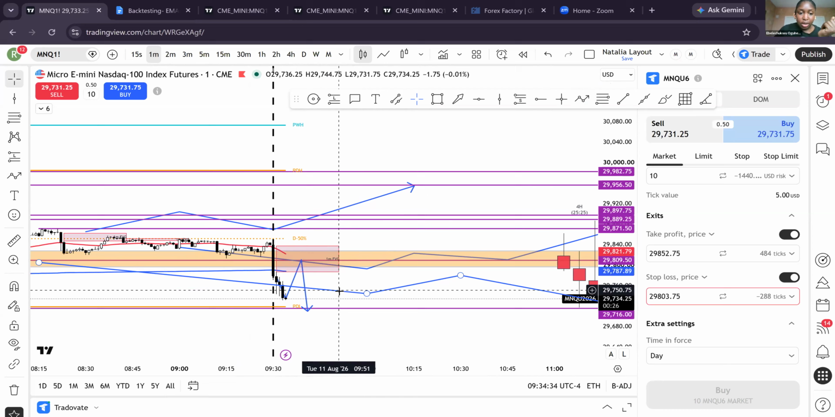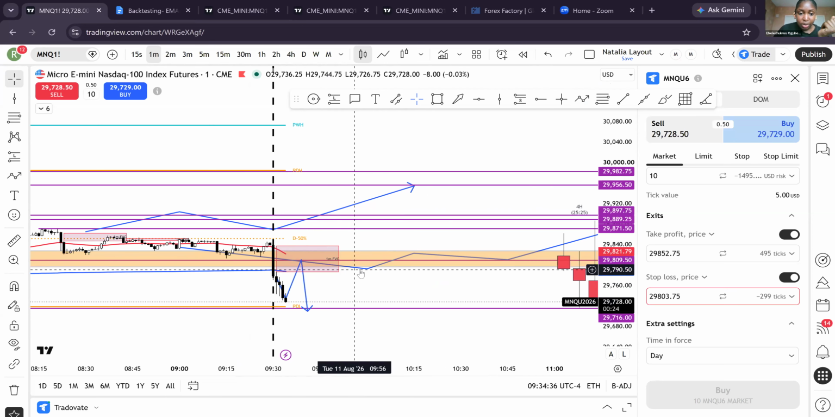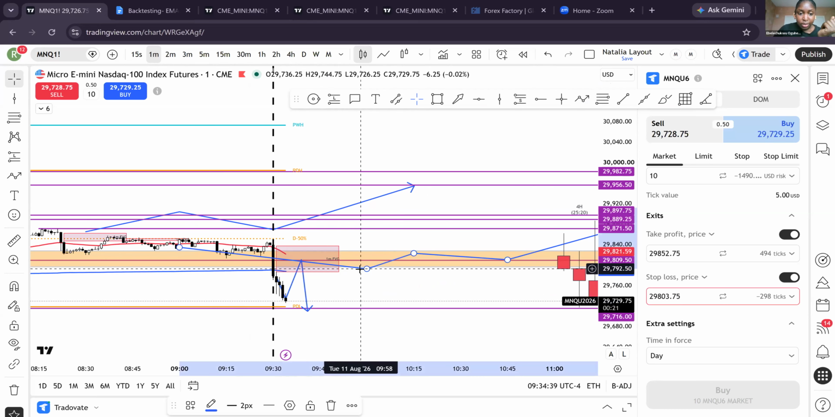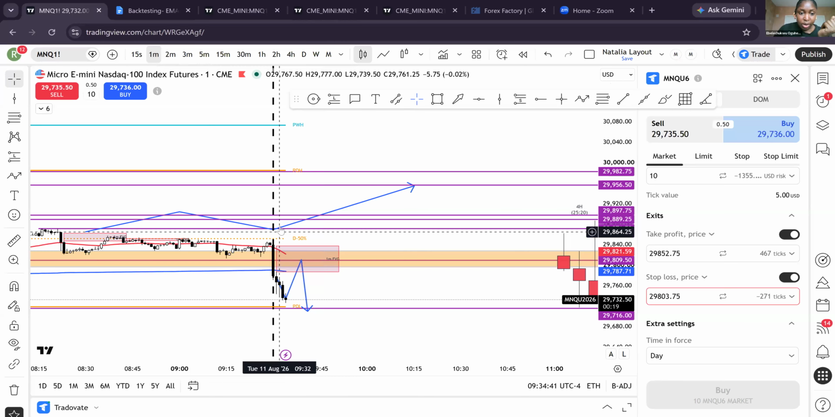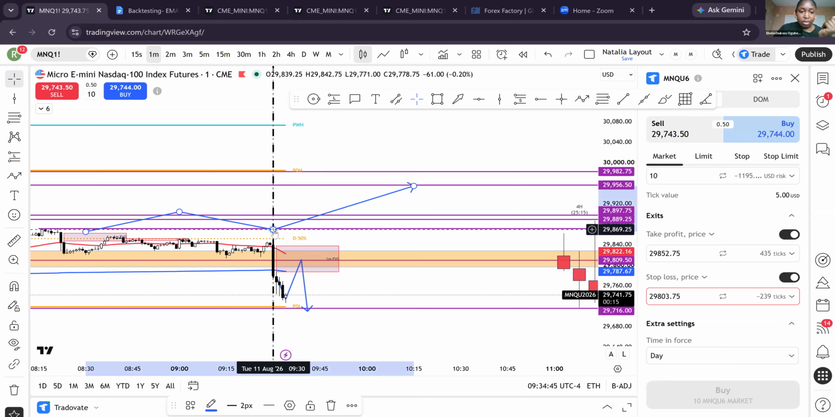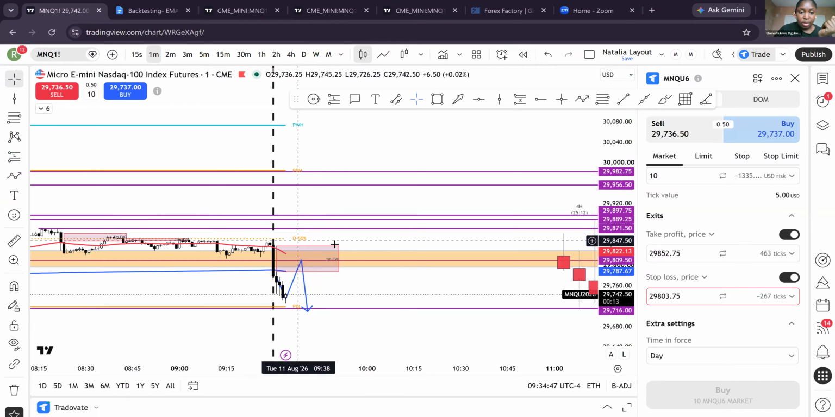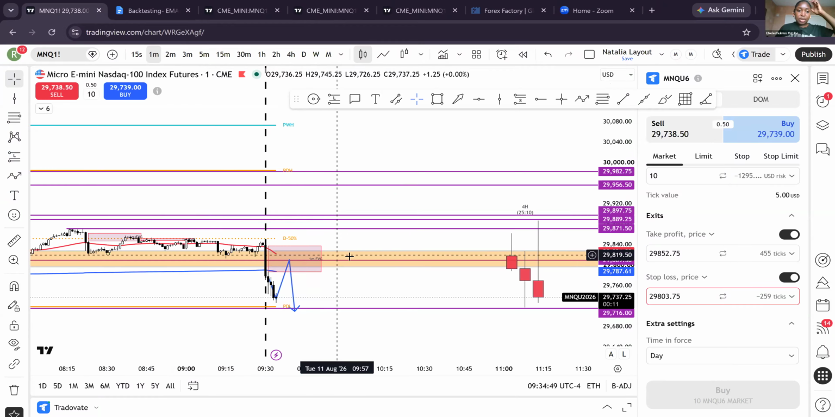So I'm just going to take all these out and we're just going to watch and see what price wants to do. Well, we are also very near that previous day low. So yeah, I'm thinking sells, but we'll see.